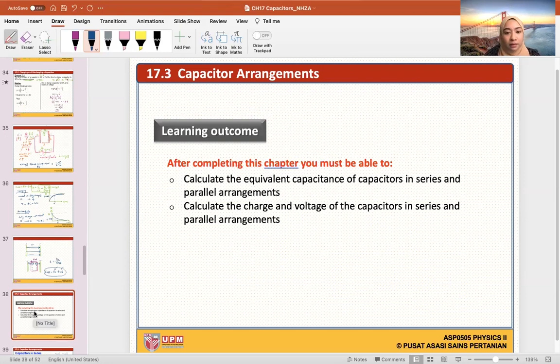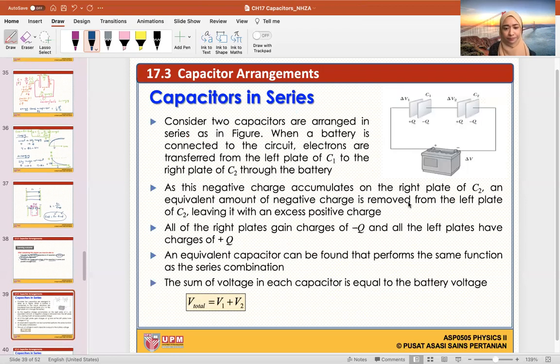All right. Okay, so in this subtopic, this is our final subtopic. Yay! We are going to know what is equivalent capacitance. We are going to learn what is series. We are going to learn what is parallel. And then we are going to calculate the charge and the voltage of the capacitors in series and parallel. But of course, you need to understand what is equivalent and what is series and what is parallel for you to be able to do the second point. All right, so let's move on.